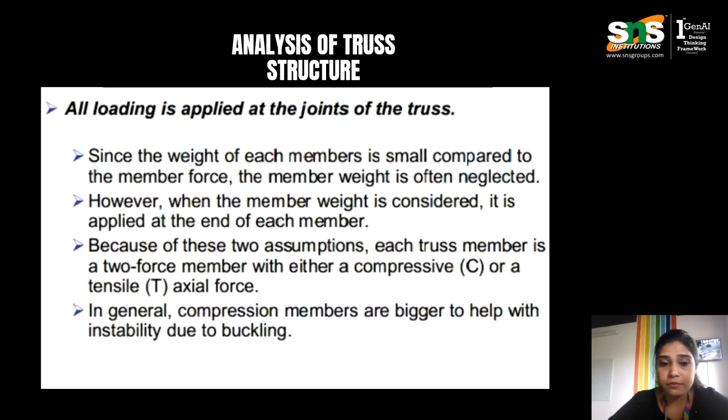Since the weight of each member is small compared to the member force, the member weight is often neglected. Because of these two assumptions, each truss member is a two-force member with either a compressive or tensile force.